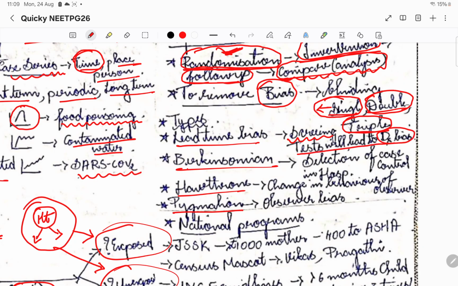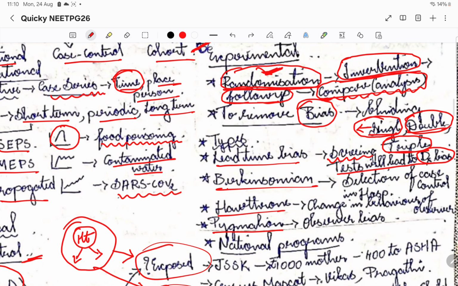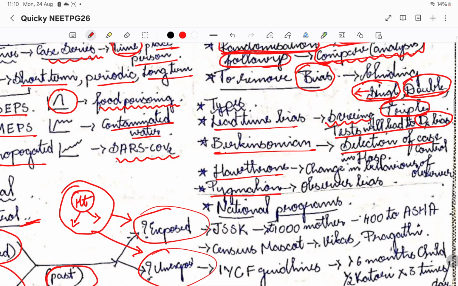Why? Because sometimes the screening tests wouldn't tell whether a particular disease is there or not, right? So that is why, for example, the Mantoux test for TB wouldn't tell, would have a difference between diagnosis and the screening, right? So that is the bias that will happen with respect to screening tests. Then Berksonian bias is selection of the case or control. I told you, right, just now when I was explaining with regards to bias removal, selection of the cases and control.